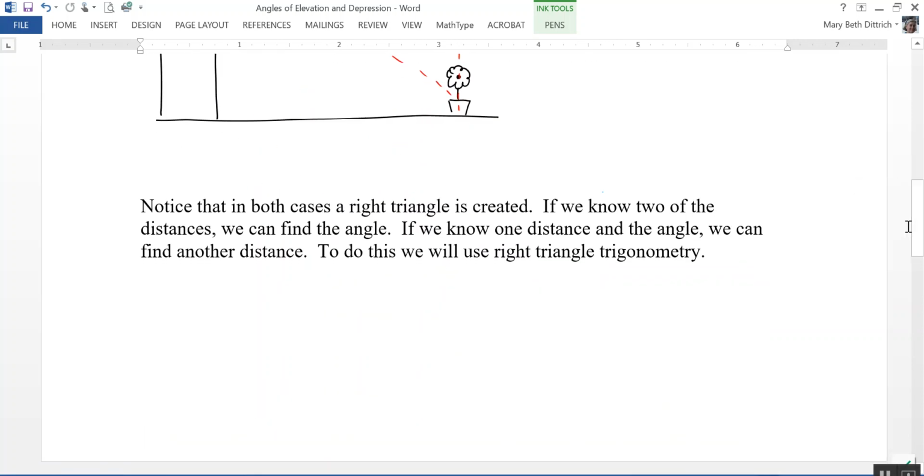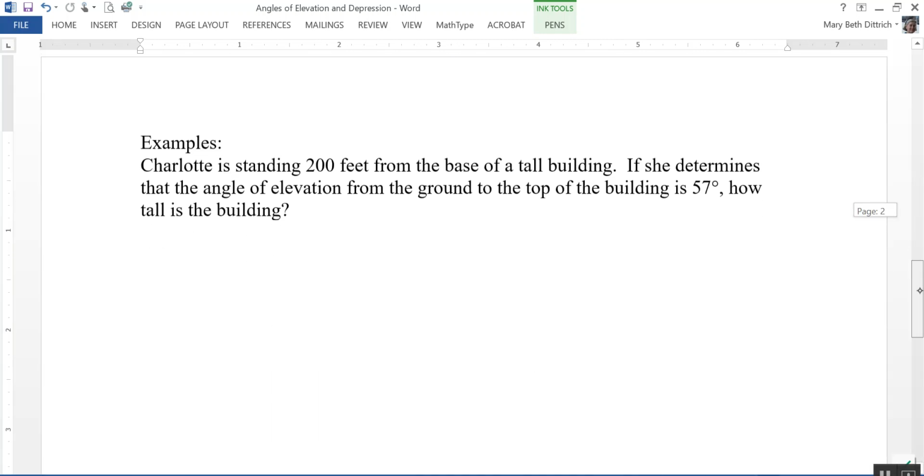Notice that in both cases, a right triangle is created. So if we know two of the distances, either the horizontal line of sight or the height of something, we can find that angle of elevation or depression. Or if we know one of the distances and that angle, we can find the other distance. To do this, we will use right triangle trigonometry. So let's take a look at a couple examples here.